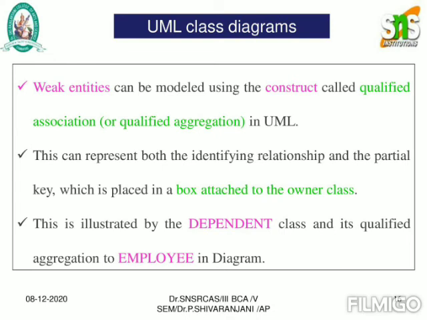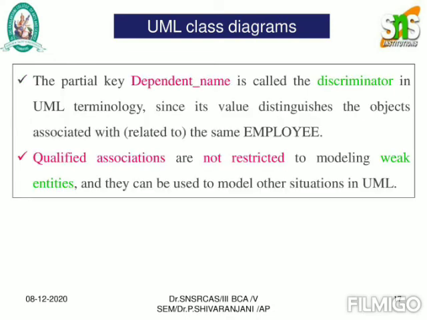The partial key, dependent name, is called a discriminator in UML terminology, since its value distinguishes the objects associated with the same employee. Qualified associations are not restricted to modeling weak entities, and they can be used to model other situations in UML diagrams. So that's it.